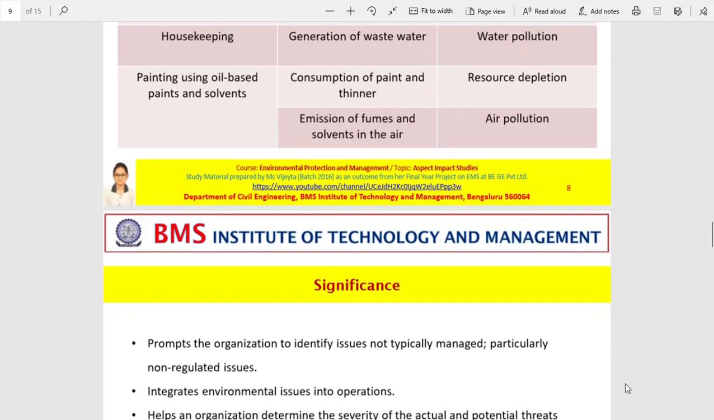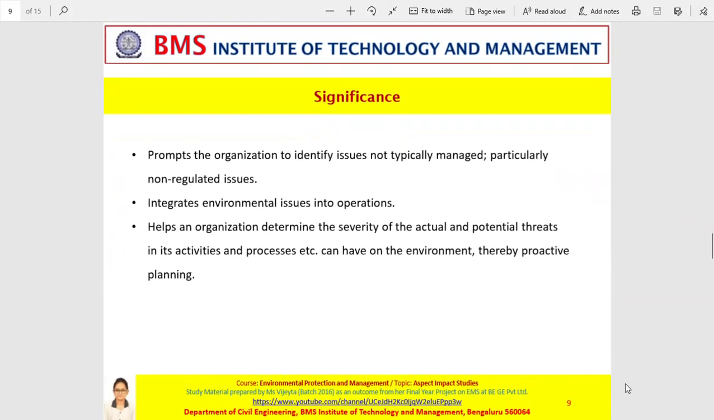The significance of conducting aspect impact study analysis for an organization is that it helps the organization to find and identify non-regulated issues and areas of non-conformance, find solutions to these, and thereby apply corrective and preventive measures. It helps the organization to improve or redesign its operations such that no damage or impact is caused to the environment during operation, and also helps the organization to determine the severity of the actual and potential threat a particular activity can have on the environment, hence making for proactive planning.